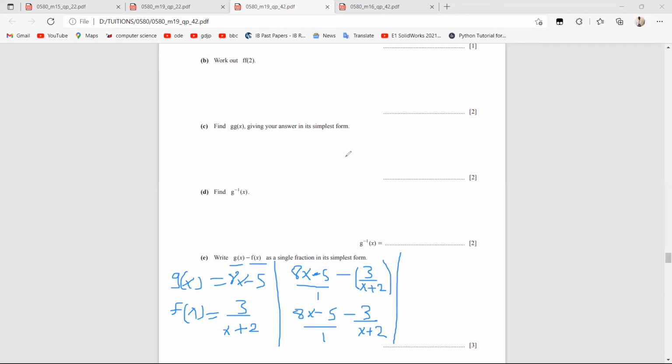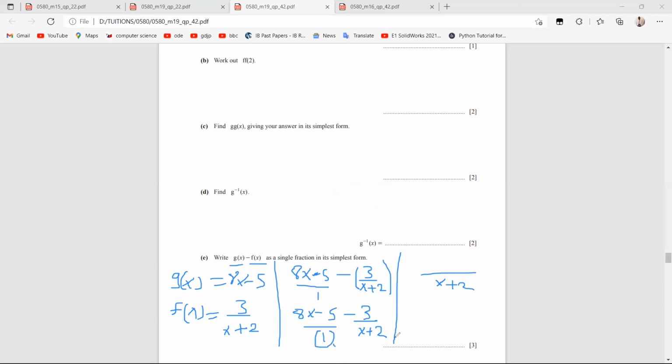Whenever you have different numbers, let's say you're adding 9 over 7 plus, let's say, 5 over 11. How do you normally get the LCM of these two numbers? By simply multiplying them, right? To get 77. So similarly, in our question, we are going to multiply the bottom numbers so that we have 1 times x plus 2. What's 1 times x plus 2? It's just x plus 2. So that's our new denominator, x plus 2.